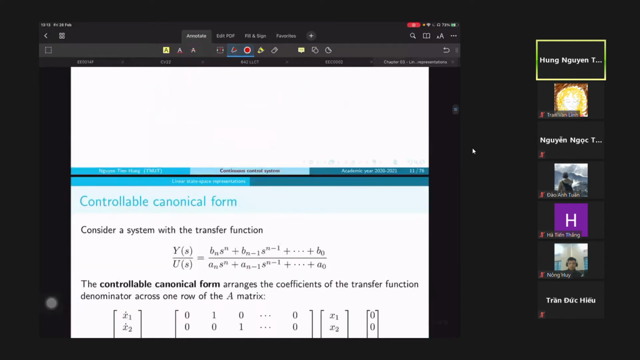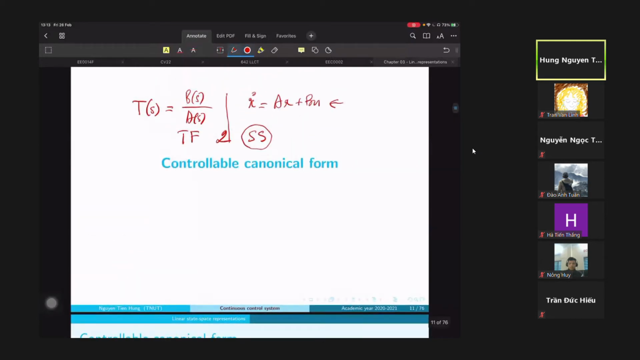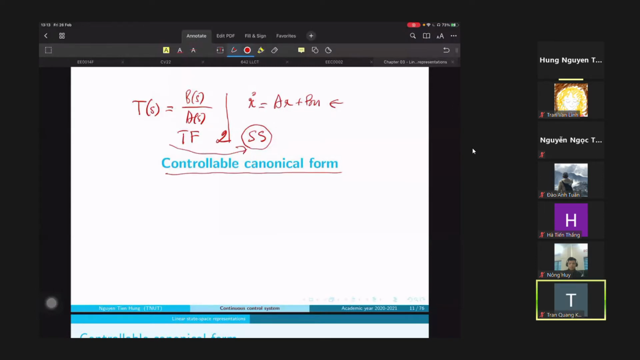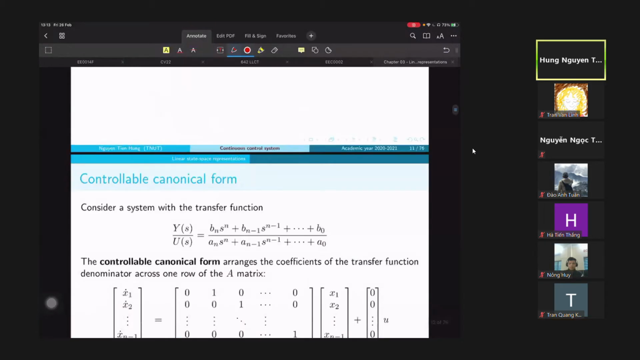So we will see how many ways there are to represent this system in state space, and this is the first form, the standard form. We call this the controllable canonical form.